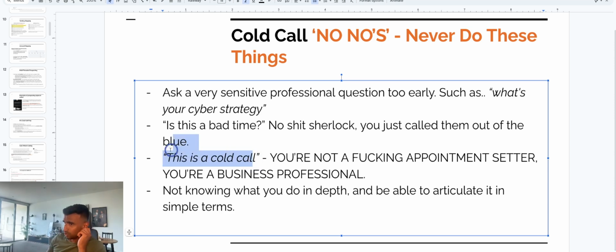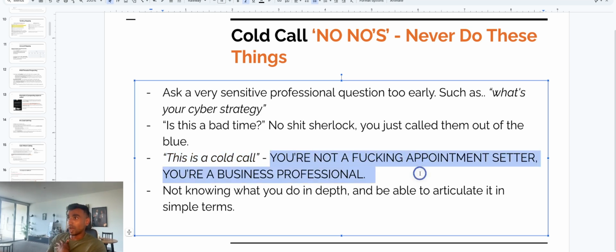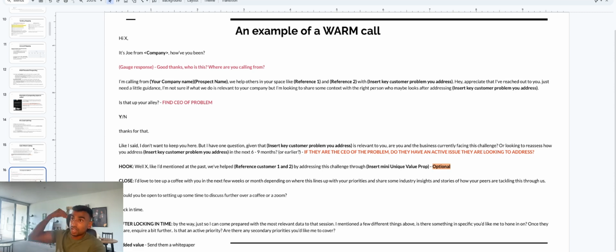I hate reps that do that. Hi there, this is John from blah, blah, blah. This is a cold call. Like, no. I know I'm being quite abrasive about this, but I want you to get this through your brain. I want you to get this through your mind. You are not an appointment setter, you're not an appointment setter. You're a business professional, right? So you want to come in with some gravitas. You want to come in with some value. And that is what this pitch is designed to do, right?